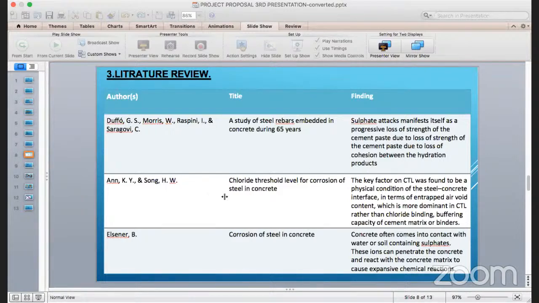The next one is the chloride threshold level for corrosion of steel in concrete. The key factor on CTL was found to be the physical condition of the steel-concrete interface in terms of entrapped air void content, which is more dominant in CTL than the chloride binding and buffering capacity of the cement matrix or binders. When you have corrosion of steel in concrete, the concrete often comes into contact with water or soil containing sulfates. These ions can penetrate into the concrete and react with the concrete matrix, causing expansive chemical reactions.